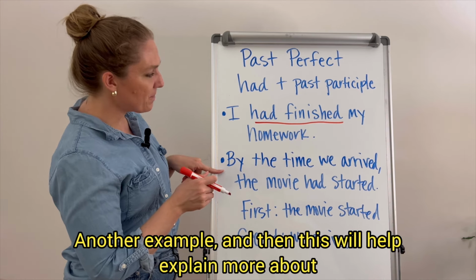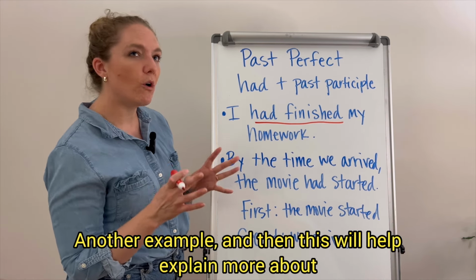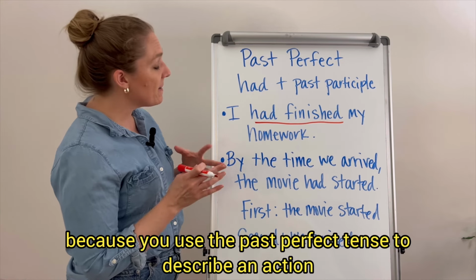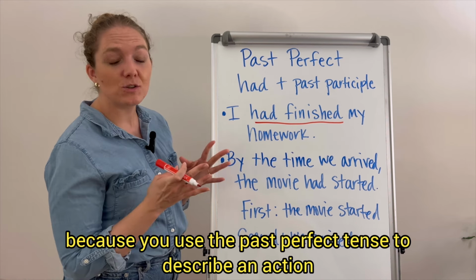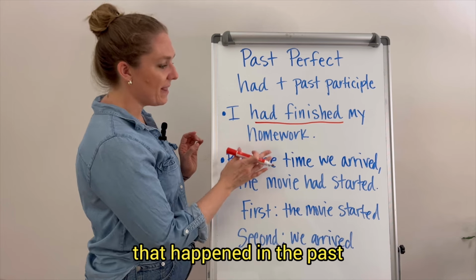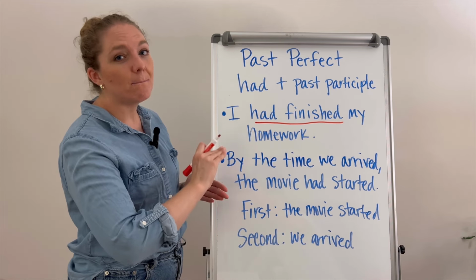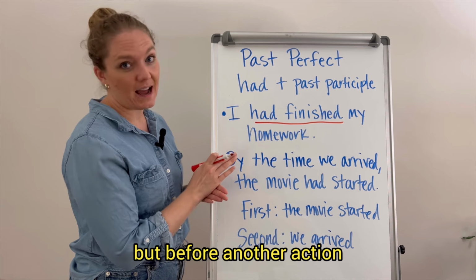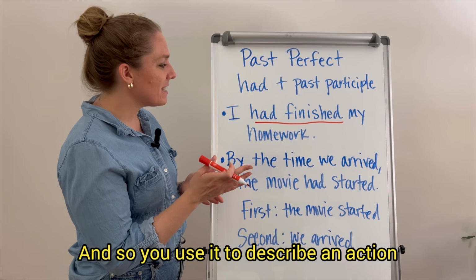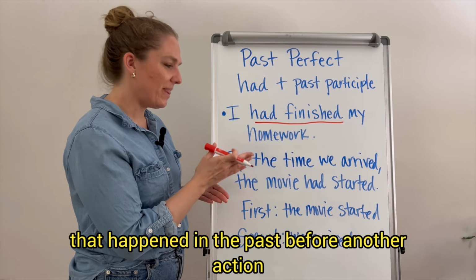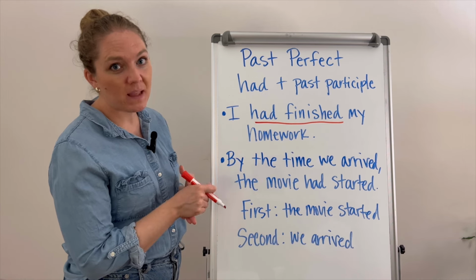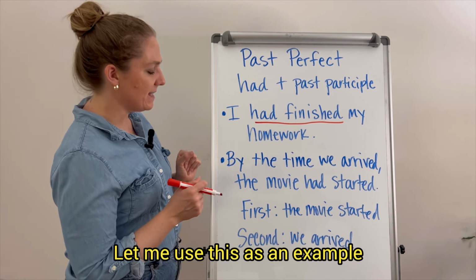Another example, and this will help explain more about when we use the past perfect verb tense, because you use the past perfect tense to describe an action that happened in the past, but before another action that had already happened in the past. Let me use this as an example.